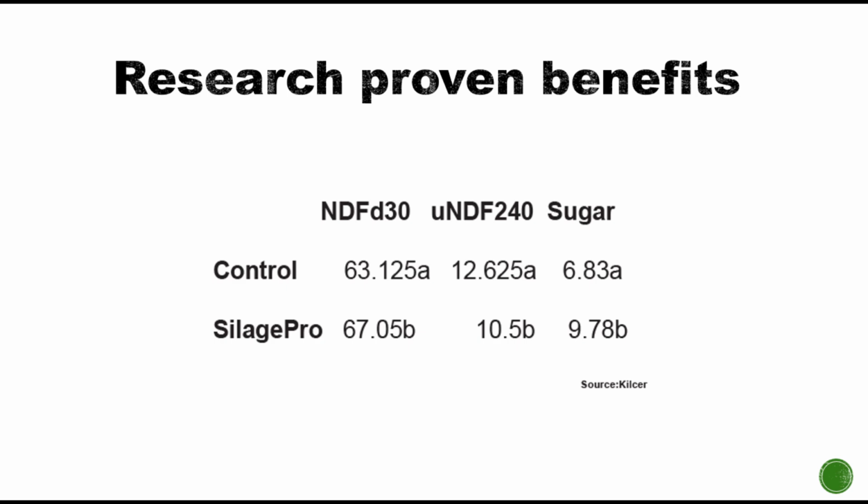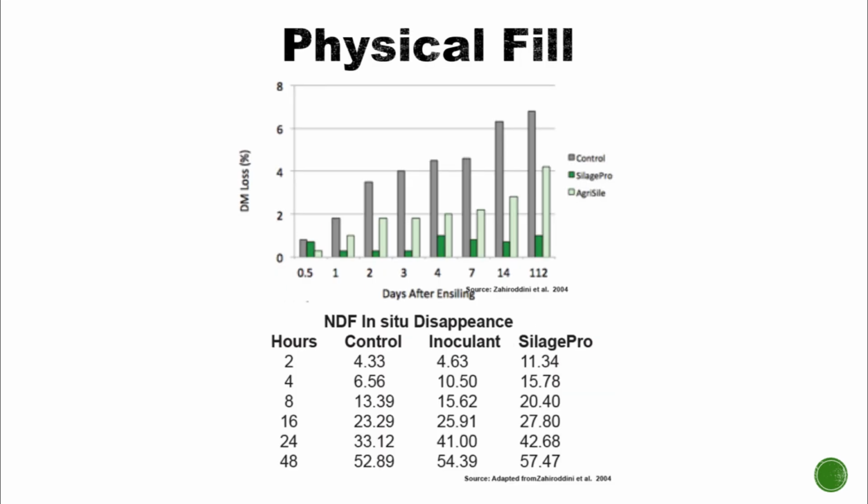Physical fill. Much research has now been done looking at rumen pool size and how important rumen fill is on intake and performance. There are several measures, but one would be from Miner Institute that suggests a high-producing dairy cow can consume about 0.48% of her body weight of uNDF-240.